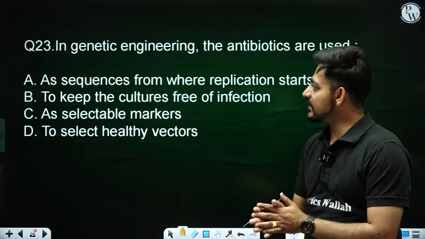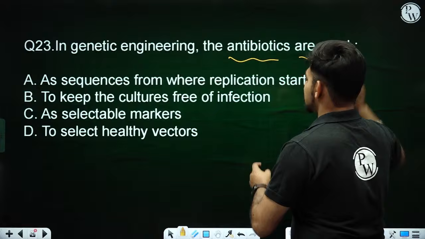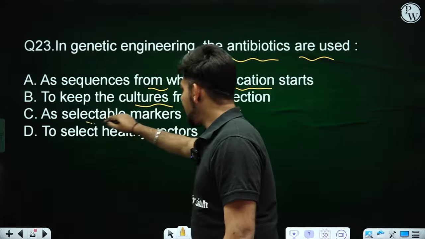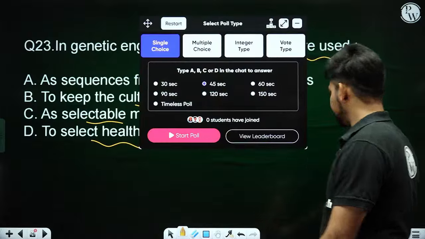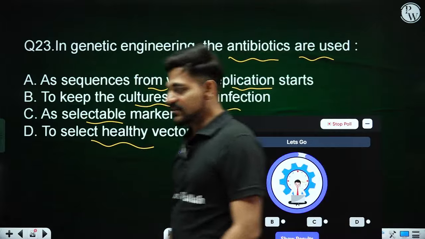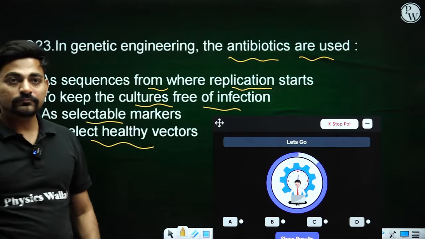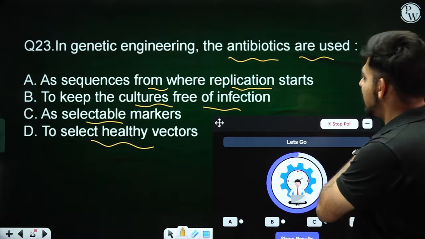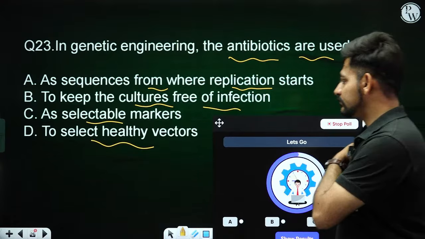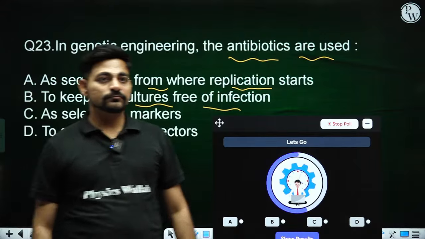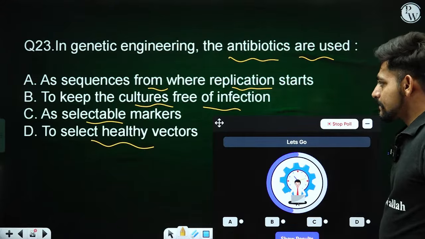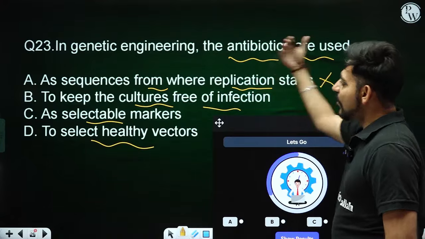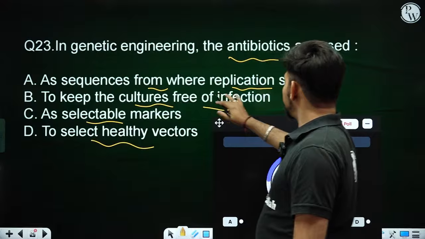Question number 23. Okay, in genetic engineering, the antibiotics are used as sequence from where replication starts, to keep the culture free from infection, as selectable marker to select healthy vector. Sharing the poll here. Now it's a very easy question. Antibiotics are used as sequence from where replication starts. We call that origin or site, to keep the culture free of infection.